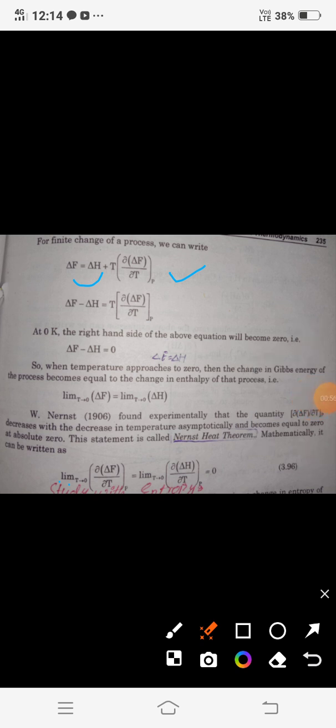Here, when we take the finite change, meaning the differential, then we apply delta on the free energy, delta on the enthalpy, and delta on this factor also, which is also free energy. So the equation becomes in this way. When this delta H goes to the left side, the equation appears in this form.